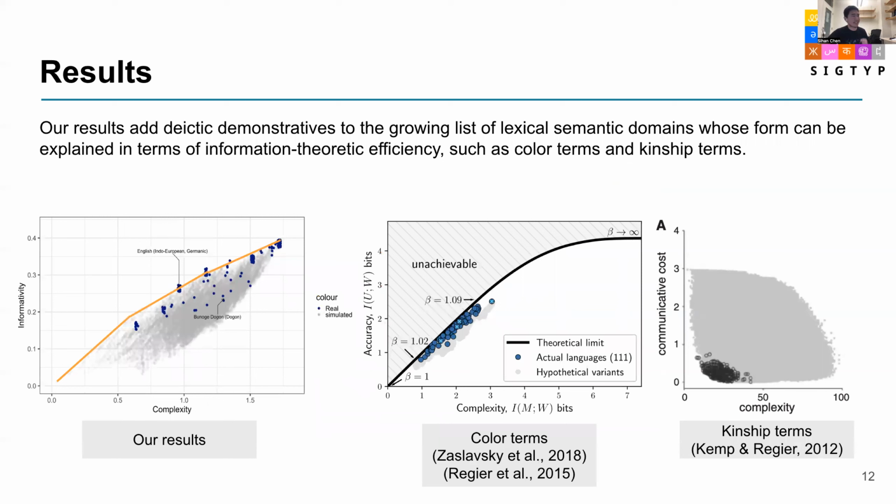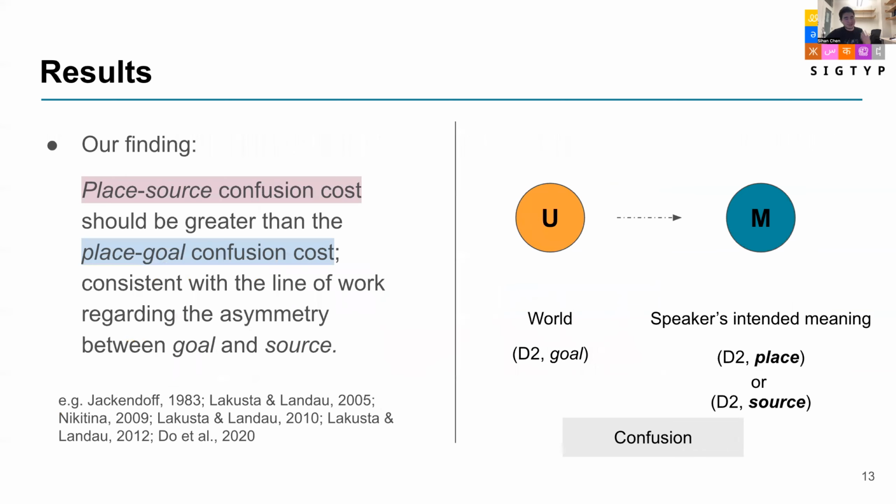So our results add deictic demonstratives to the growing list of lexical semantic domains whose form can be explained in terms of information-theoretic efficiency, such as color terms and kinship terms. We also found that to make the spatial deictic systems in real languages most efficient, the place-source confusion cost needs to be greater than the place-goal confusion cost. And this is consistent with previous studies regarding the goal-source asymmetry in the coxide literature.